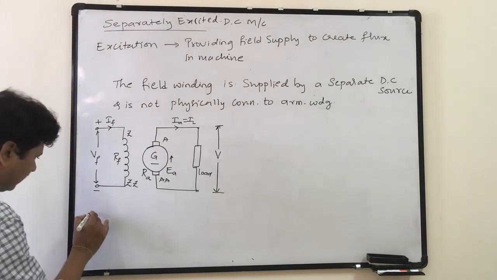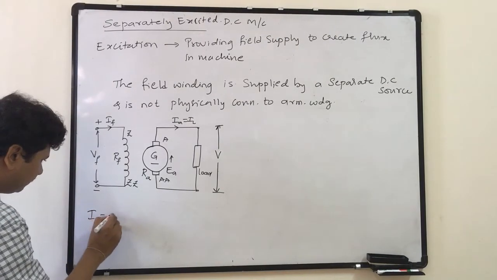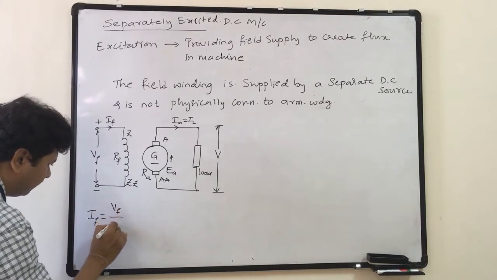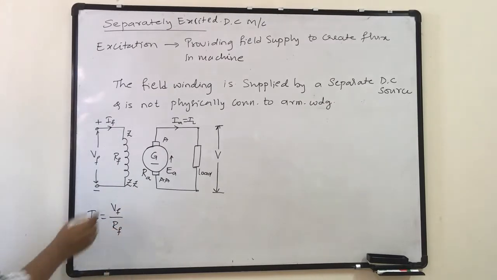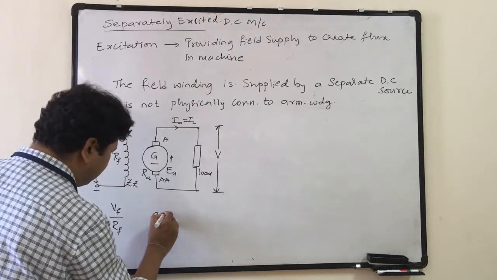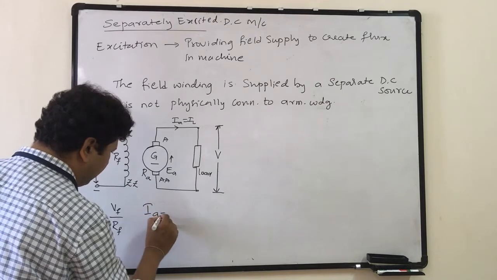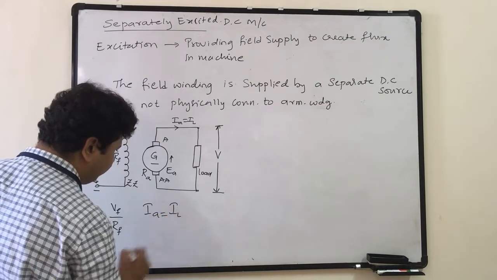So therefore I can write IF equals VF divided by RF, and IA equals IL. Okay.